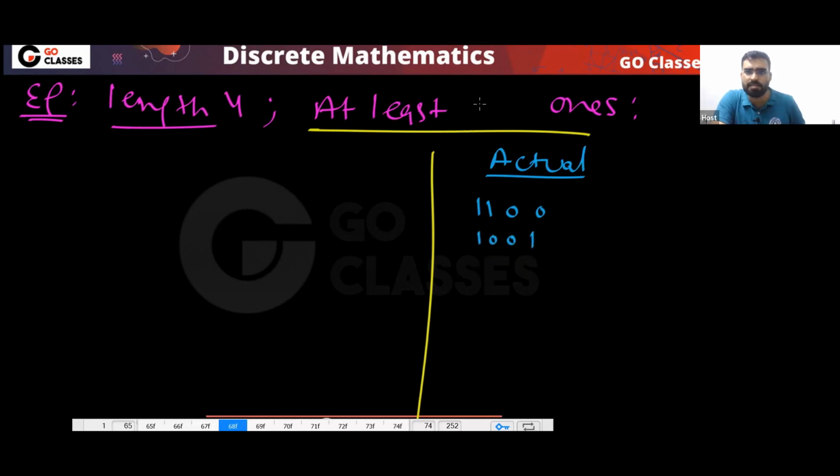Okay, or maybe I can say 3 ones. It will save us some time, because I just want to explain. So at least 3 ones. So what is the actual answer? There should be at least 3 ones.